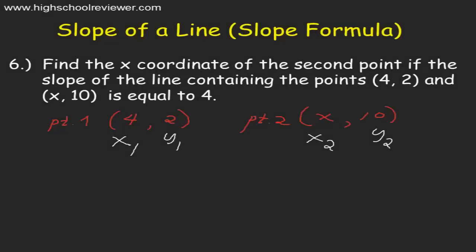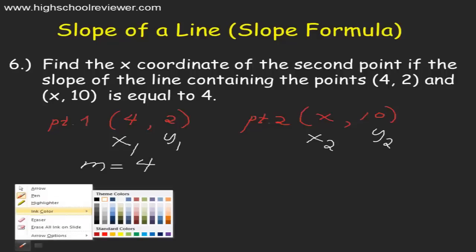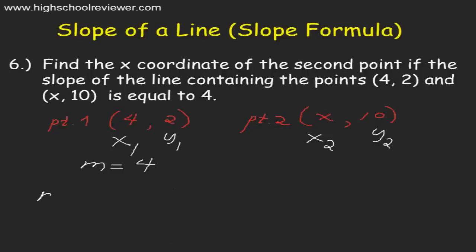So our m here, so let's not forget the m, or the slope. The m is positive 4. Okay. So the formula now, the formula for slope, again, that is m is equal to y sub 2 minus y sub 1 all over x sub 2 minus x sub 1. And then we are going to substitute the values.